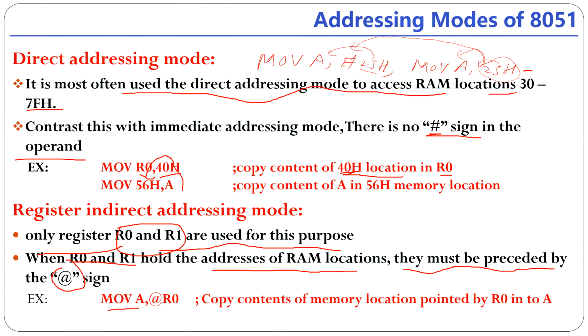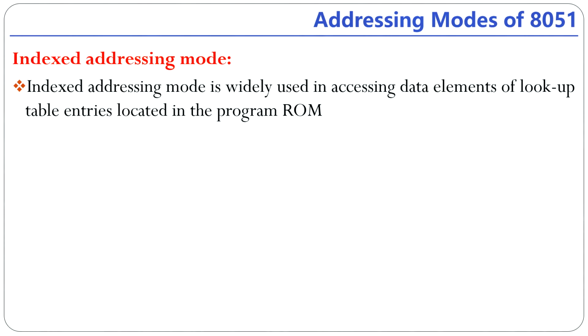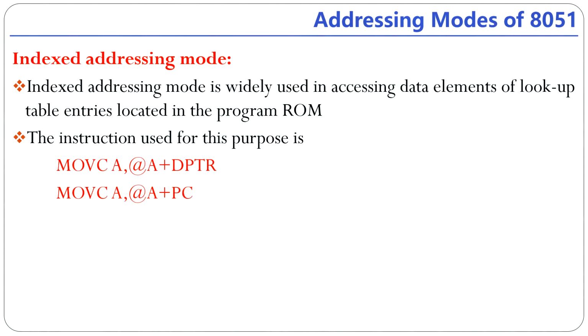We can take an example here. MOV A, @R0. This is the symbol, right? This symbol represents a pointer to the location. It copies the contents of the memory location pointed to by R0 into A. Remember? Okay.